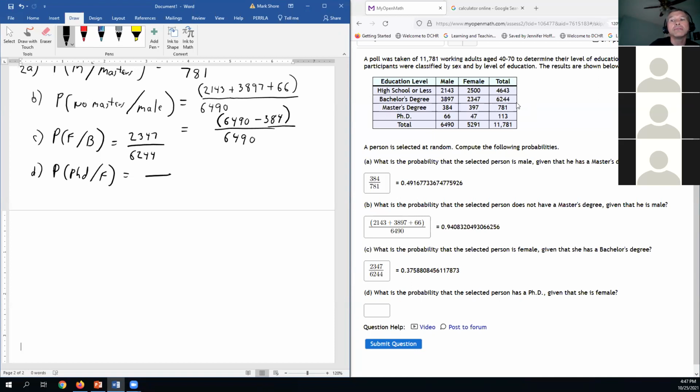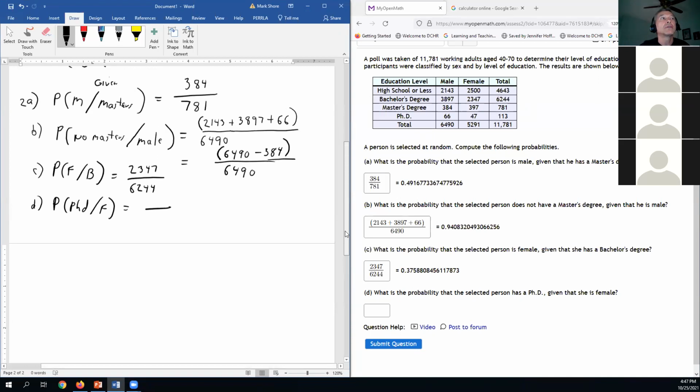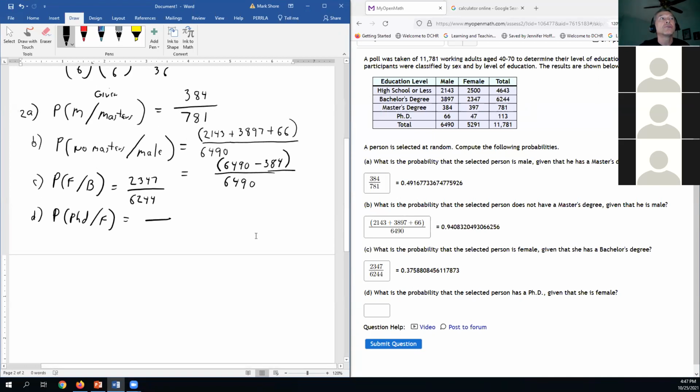So I don't think I get how you found female then. Like, how do you find female? So, we know that we're looking for the total amount of females, right? For the denominator. Do you see where the total amount of females are in this table? 5291? Yep, that's it. So the bottom number always comes from what's given. We're told it's out of just the females here, given that the person is female.